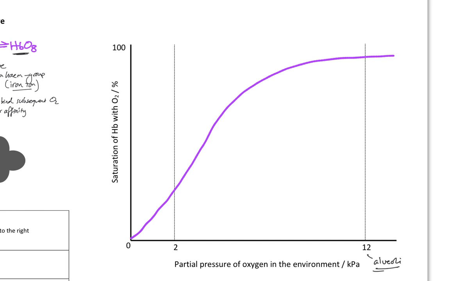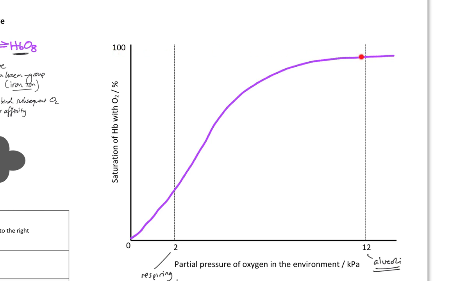Alveoli. Yeah, so that's in the lungs. When it's down at 2, this is like a respiring muscle, a muscle that's working. So it drops massively. So when hemoglobin, or sorry, when red blood cells pass through the lungs in the capillaries and the oxygen diffuses into it, it's going to get to here.